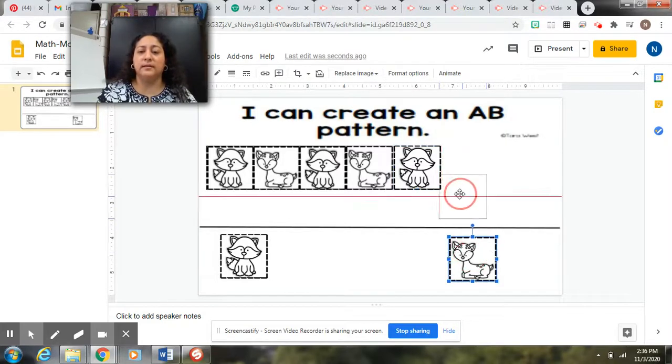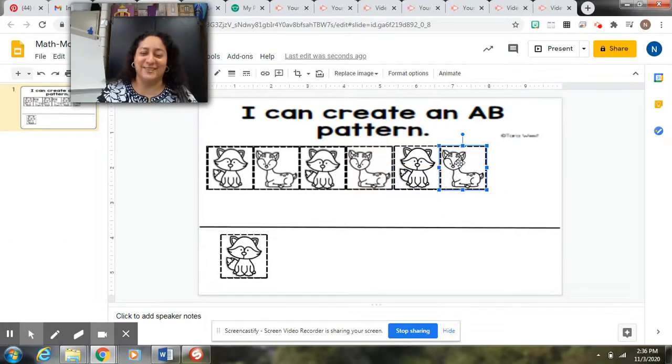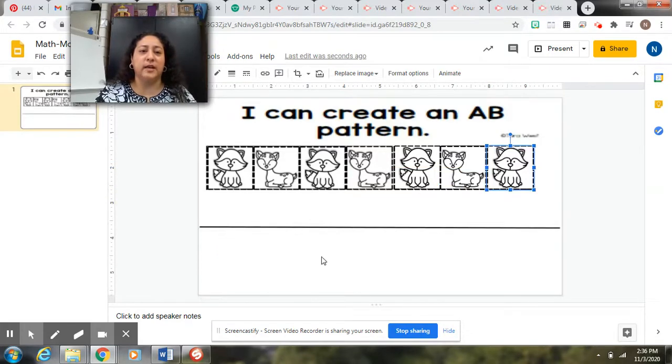Sigue? Or next is deer. Now I'm starting talking Spanish. So we have a fox and a deer, a fox and a deer, a fox and a deer, and then we get the fox at the end. So that's our A-B pattern.